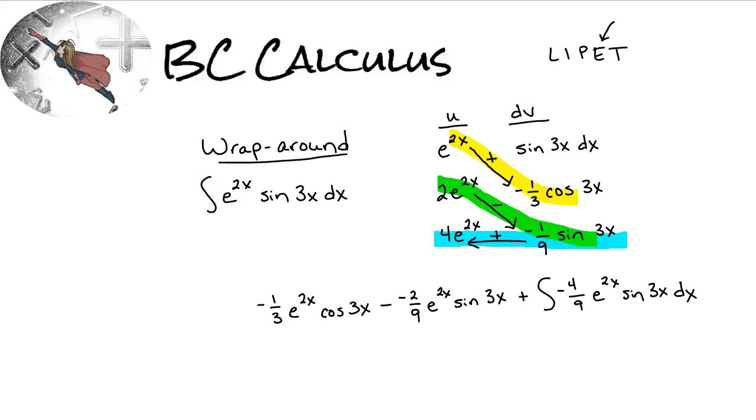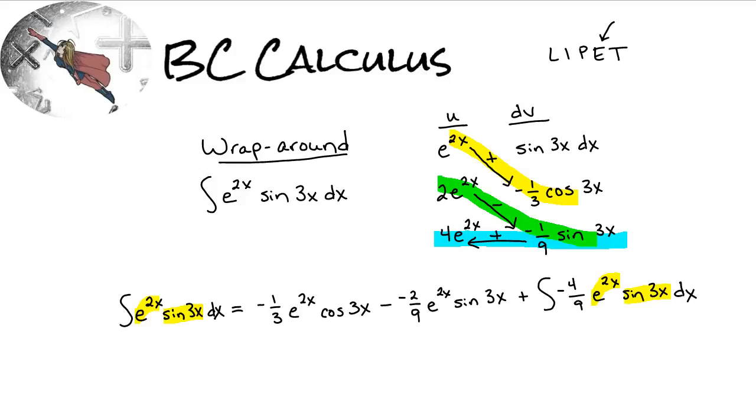Now that integral is no easier than the original integral, but think about this. This is the answer to the original problem. So this is supposedly the answer to the original integral of e to the 2x sine of 3x dx. And if you notice, this integral has the e to the 2x and a sine of 3x in it. And look over at our integral on the right-hand side, it has those same two components to it.